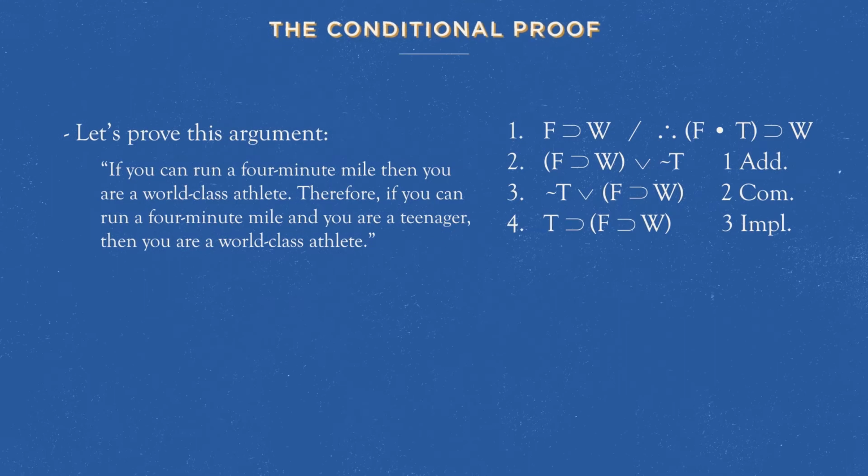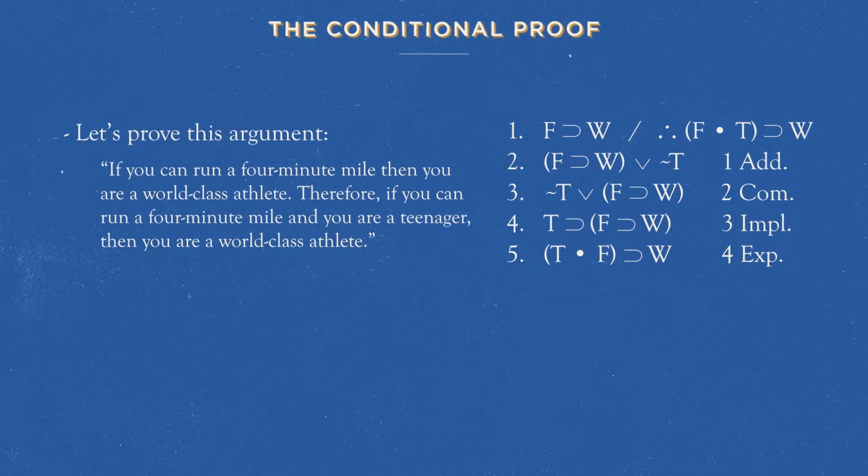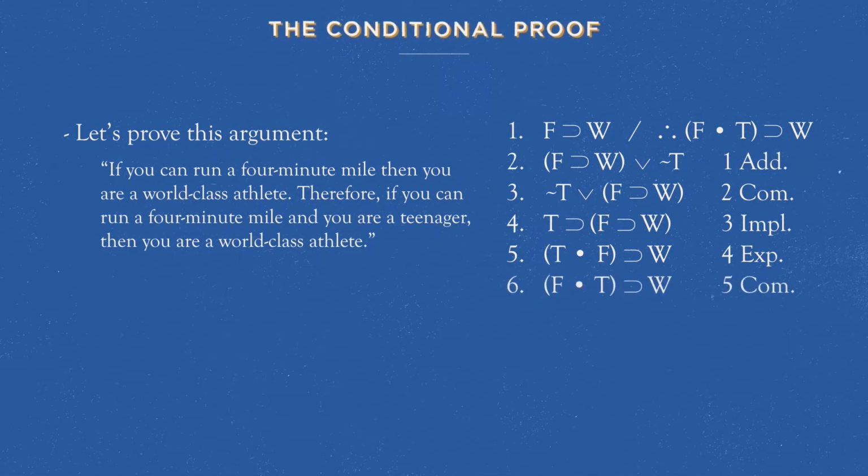Okay. Now we can make it look like the conclusion by doing an exportation, moving the parentheses and changing that first if-then into an and. If T and F, then W. Finally, we do a commutation to get the proper antecedent and consequent order and QED.